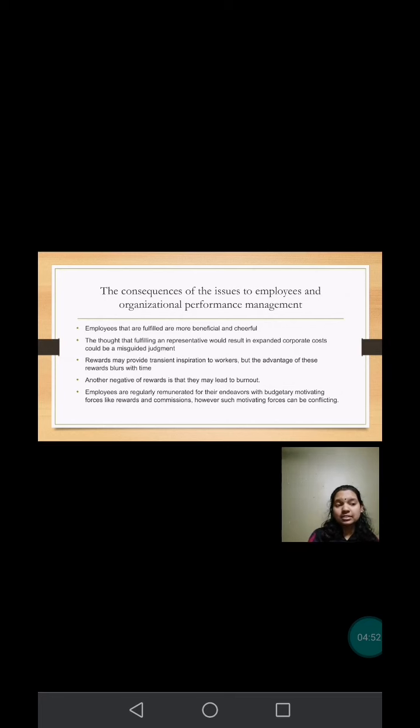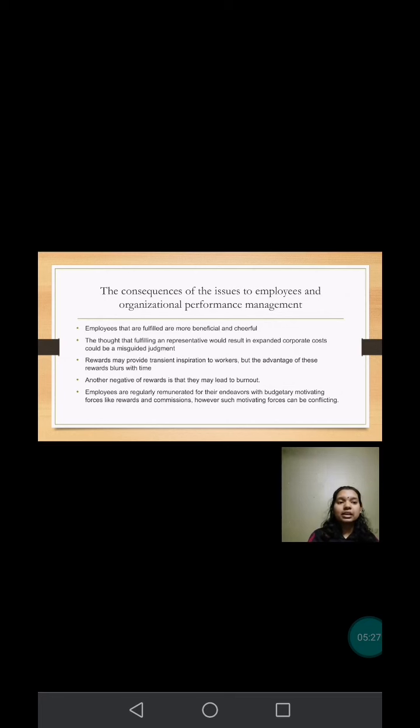Rewards may provide temporary motivation to workers, but the benefit of these rewards fades with time. Employees may lose their feeling of appreciation and other incentive after getting a reward, particularly if cash is offered, which may be quickly spent. Employees may experience the same feelings they did before. The reward was given after some months since there is often no long-term benefit delivered by the reward.